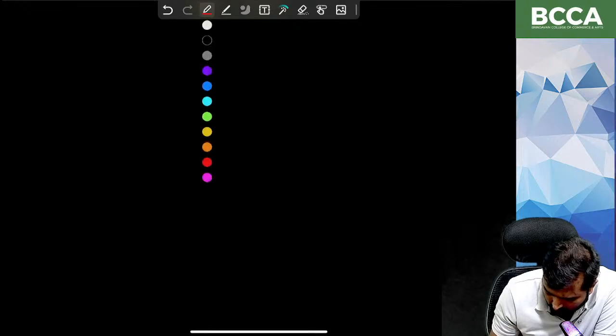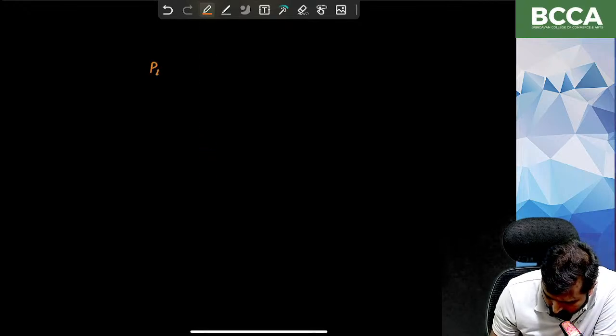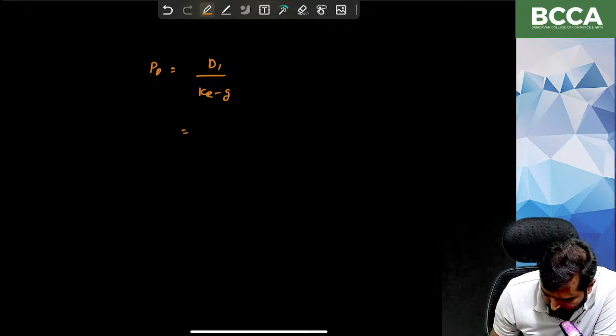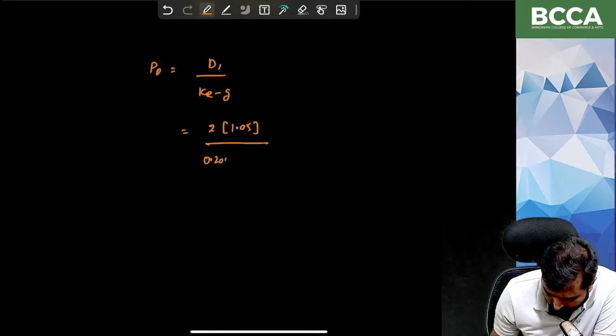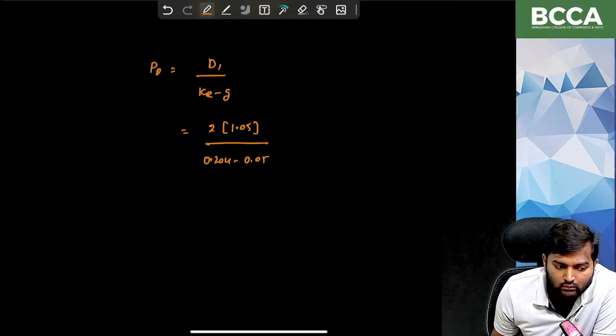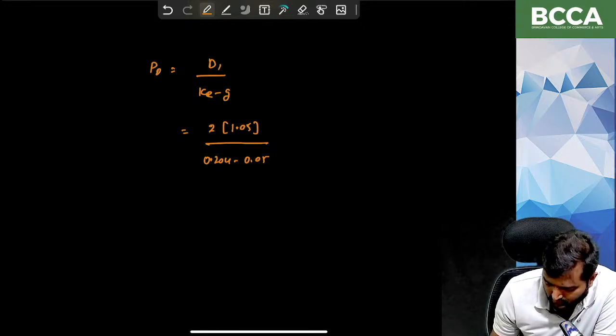What is the formula for P naught? P naught is equal to D1 divided by KE minus G. That is equal to, dividend is equal to 2 into 1.05 divided by 0.204 minus 0.05. Yes or no? Babu. What is the answer?